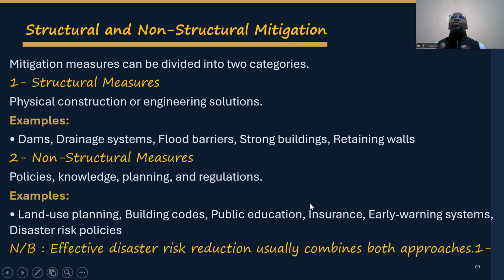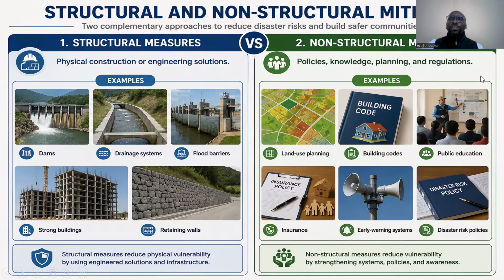So if we want to reduce the risk of disasters, we need to combine the structural, build good roads, build good houses, and the non-structural. People should be educated. We should have some policies. So now this is the difference between the two. Look at the structural. This is the work of the project managers.